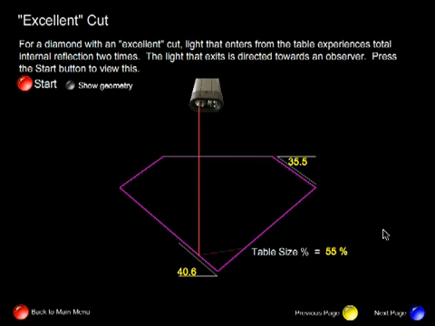For an excellent cut, this is how light behaves when it enters through the table. Notice that total internal reflection occurs two times, at this point and at this point. When light strikes the facet, it escapes. Now, total internal reflection occurs because these angles are greater than 24.4 degrees, the critical angle for diamond. However, at this point, the angle is less than 24.4 degrees, therefore the light is able to escape and return back to the viewer or the observer.